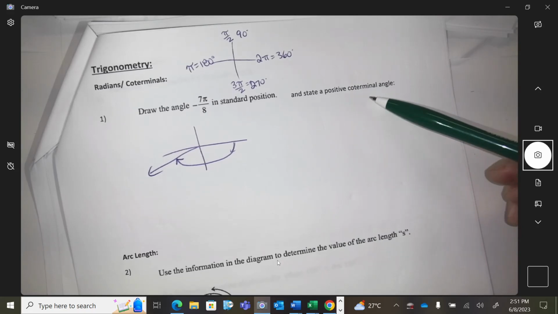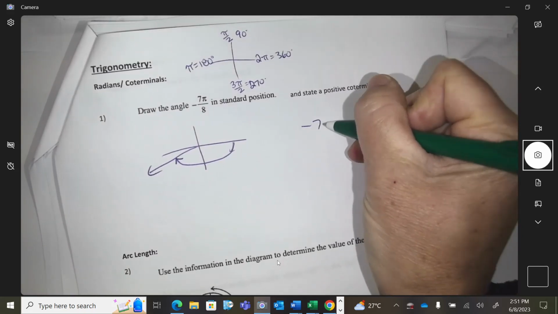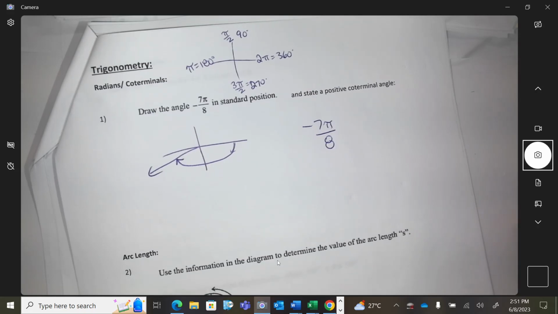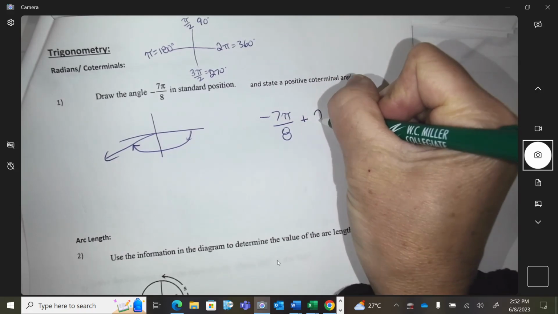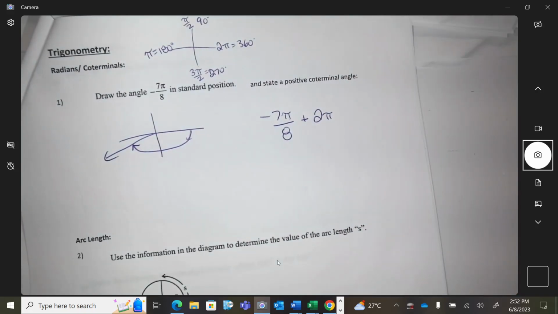State a positive coterminal angle. So I'm going to take the angle that I have. What does coterminal mean to you again? Do you remember that word? It's going to land in the same spot. So look at me. I'm facing Oakley, and I can do this. One circle, and I'm facing him again. So I added a circle. So what if I add a circle? It's like adding a 2 pi to it, right?